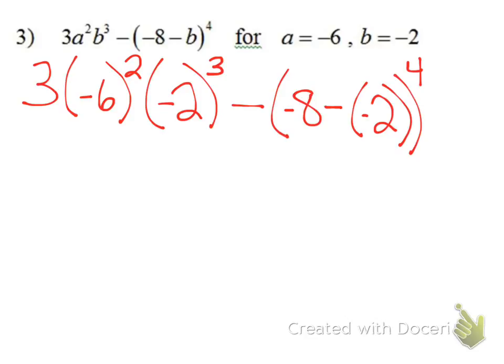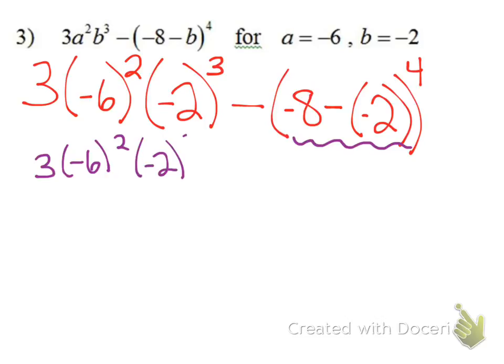Now, we haven't had to do anything as far as parentheses because all the parentheses so far have been simplified. Here, it's not simplified yet. So before you do anything with the exponents, you have to simplify what's in those parentheses. So I still have the 3, the -6, squared, the -2 to the third, the minus, and then in those parentheses, what will I have? What is -8 minus -2?